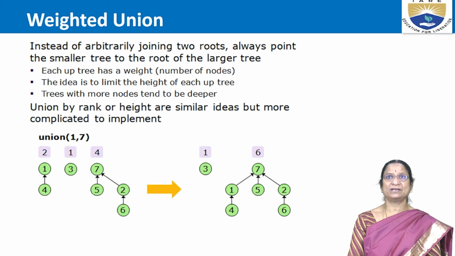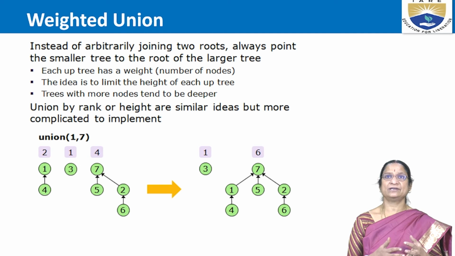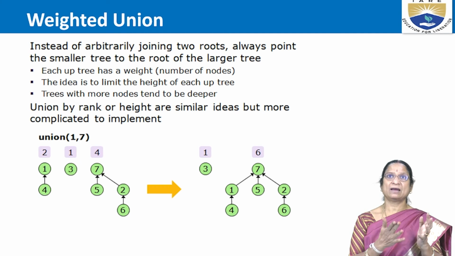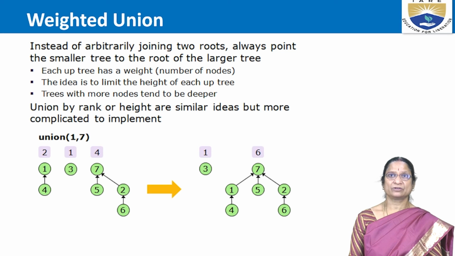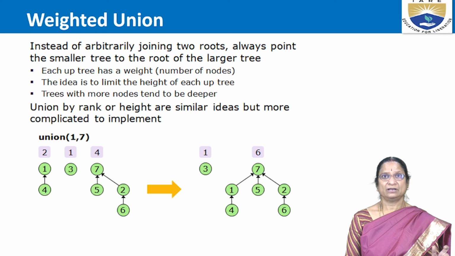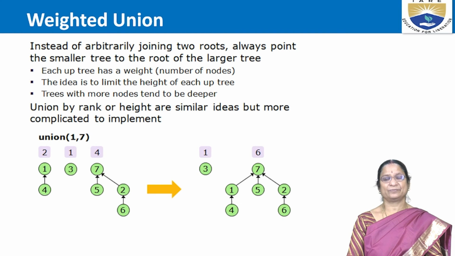As I explained earlier, weighted union has special cases: union by height and union by weight. Those come under weighted union. So we join two roots depending upon their height or their weight. Weight means the number of nodes, and height means the level of the up-tree. Trees with more nodes tend to be deeper, so union by rank can also be considered.